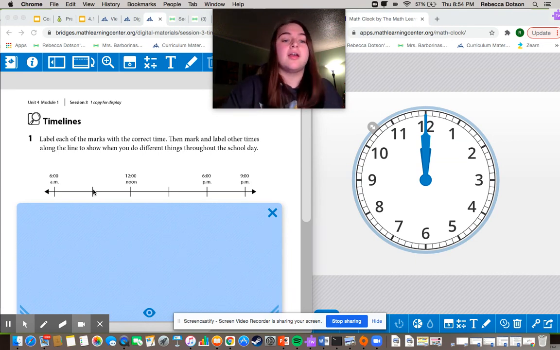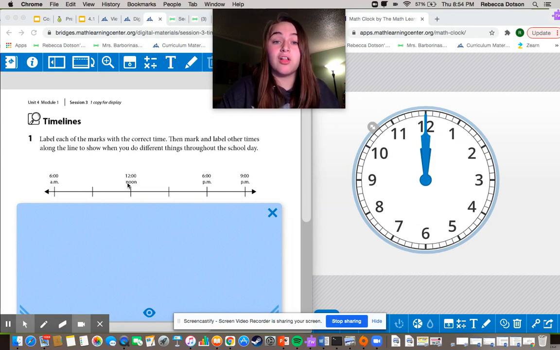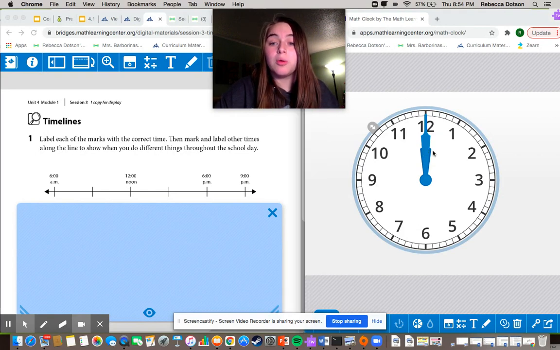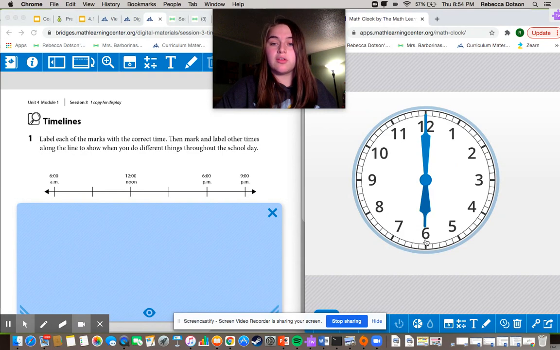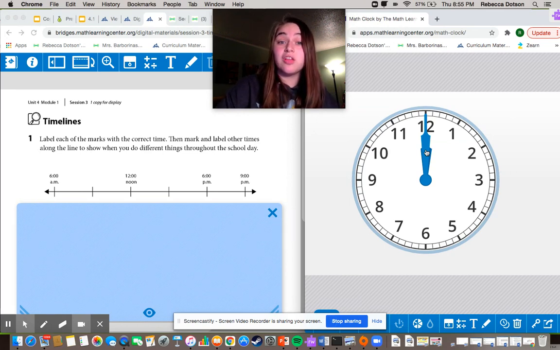Well, you may notice that this mark is exactly in the middle of 6 a.m. and 12 o'clock noon. So to find out what time should go there, we can go ahead and look at our clock here and try and find out what would be halfway in between 6 o'clock and noon. I'm going to leave the little hand there because I'm just dealing with hours. So here's 6 o'clock and here's 12 o'clock. Now, what do you think would be halfway in between 6 o'clock and 12 o'clock?